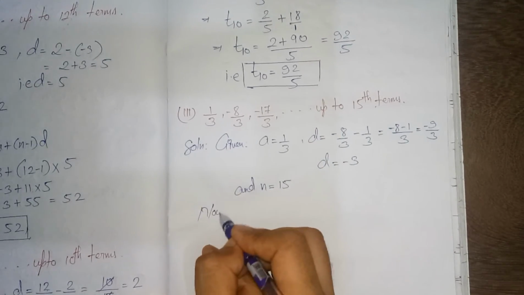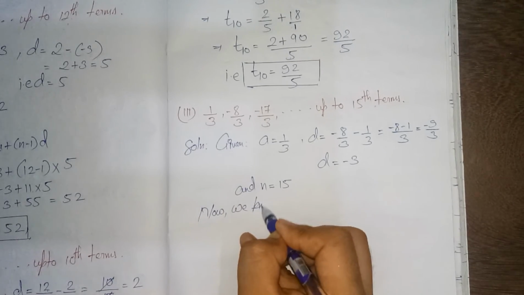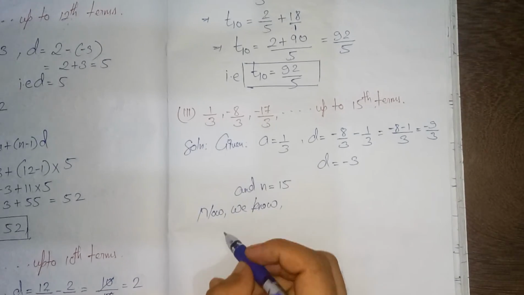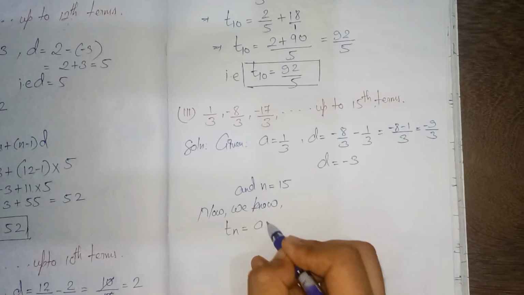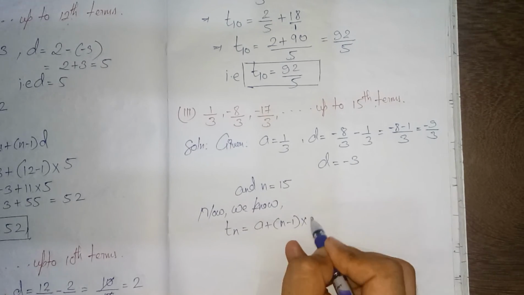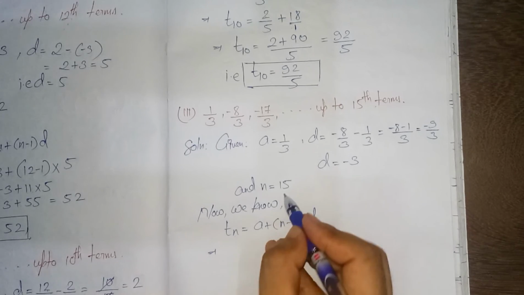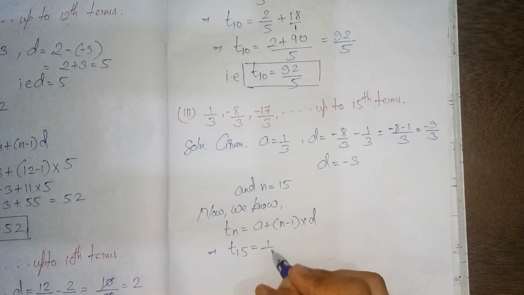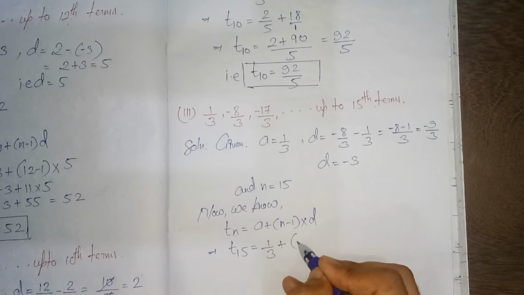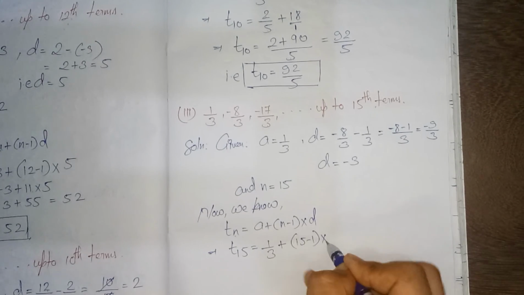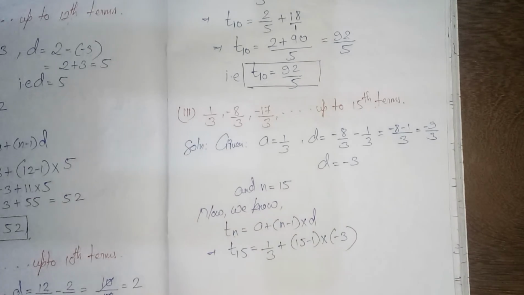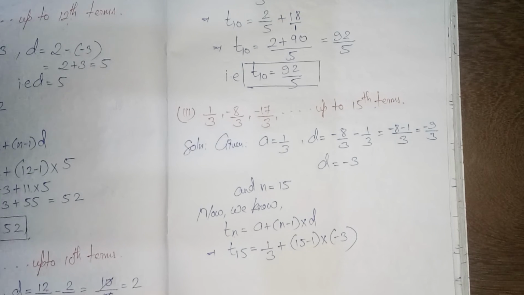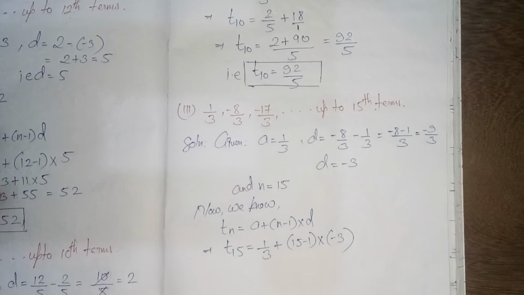Now we know Tn equals a plus (n minus 1) multiplied by d, right? So in place of n you have to keep 15. T15 equals a, which is 1 by 3, plus, in place of n again 15 minus 1, multiplied by d, which is minus 3. Always keep the negative number inside a bracket. That will help you minimize your error, or you can say the mistake, while solving.